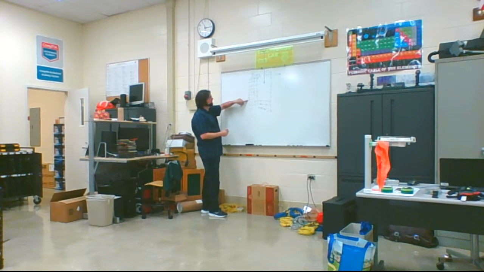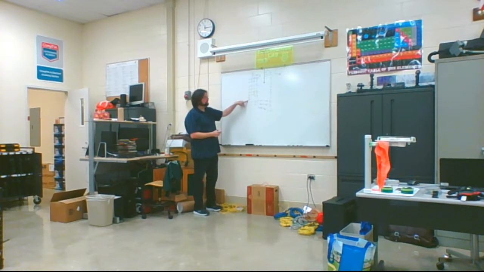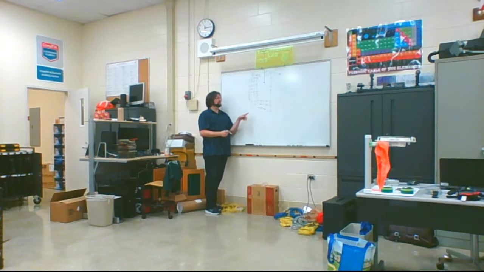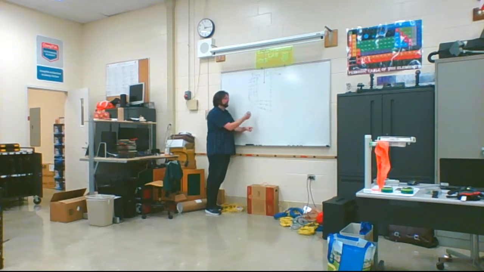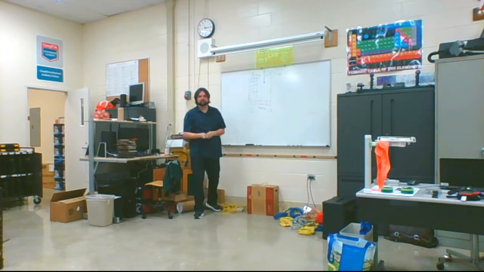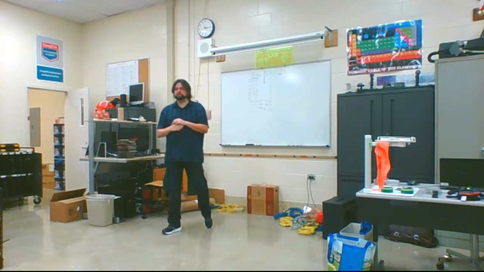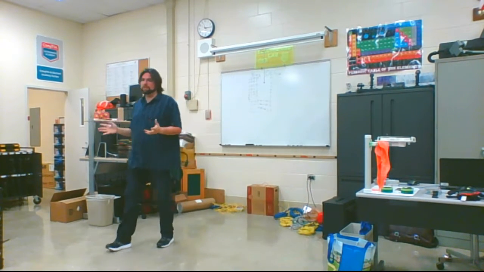What would the next number be? What would the next number in this first column be? 1. What would the next number here be? 1. How about here? 0. How about here? 1. Okay. So, in theory, I don't even need to know what the number represents to count in binary.